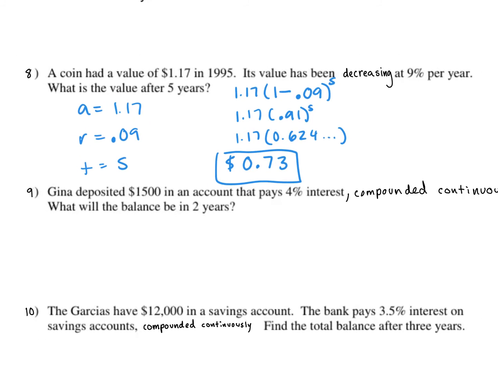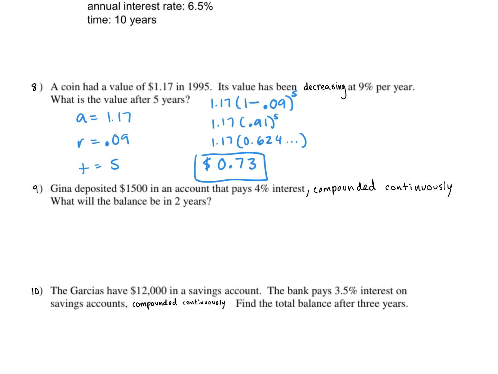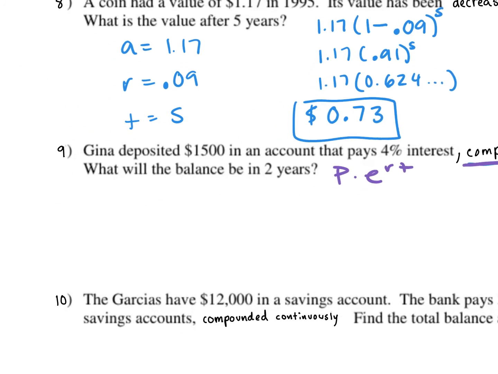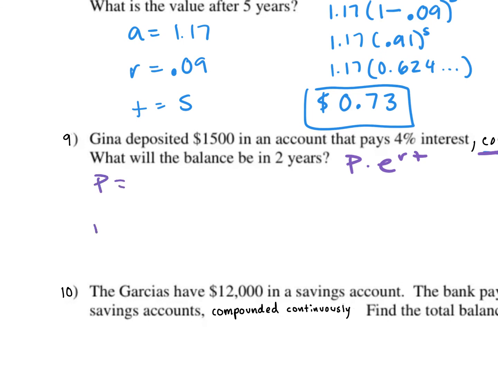So looking at number 9, Gina deposited $1,500 in an account that pays 4% interest compounded continuously. What will the balance be in 2 years? So compounded continuously means I use what formula? PERT. So P times e to the power of RT. So I need P, R, and T. What's the principal starting amount for the number 9? 1,500. What's the rate? 0.04. And what's the time? 2. So plug everything in.